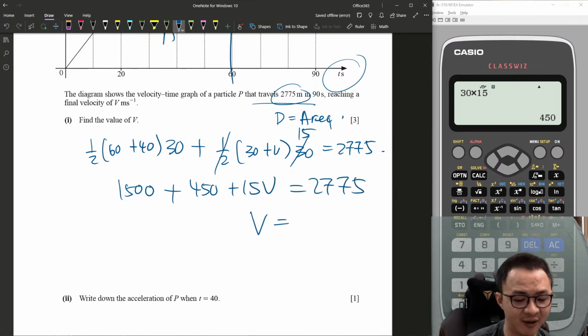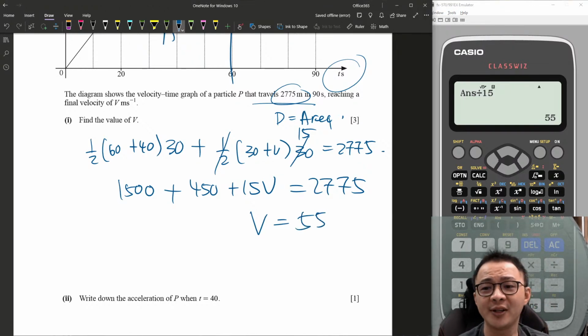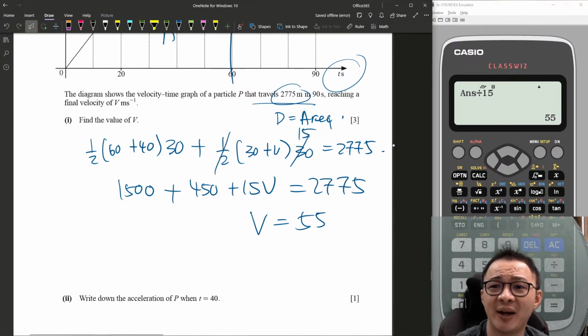I can get my V now. 2775 minus 1950, divided by 50. My V is 55. So it's not too bad as long as you do it carefully. This 3 mark question is sort of the bonus mark for you.